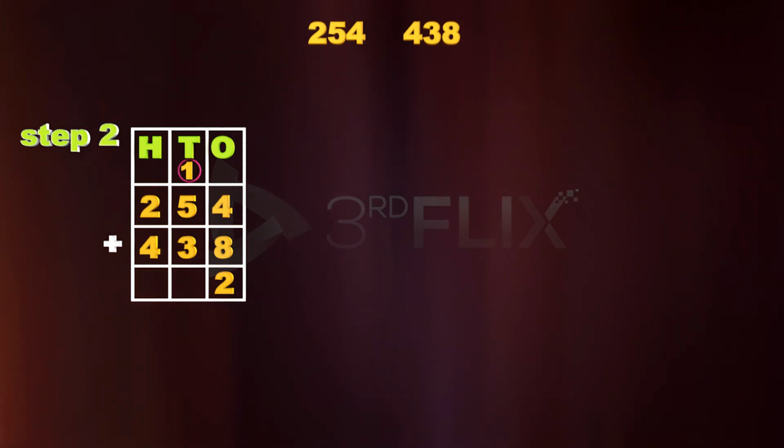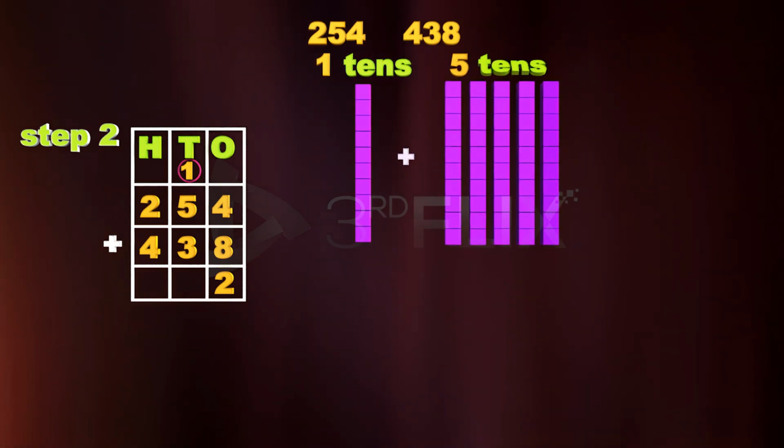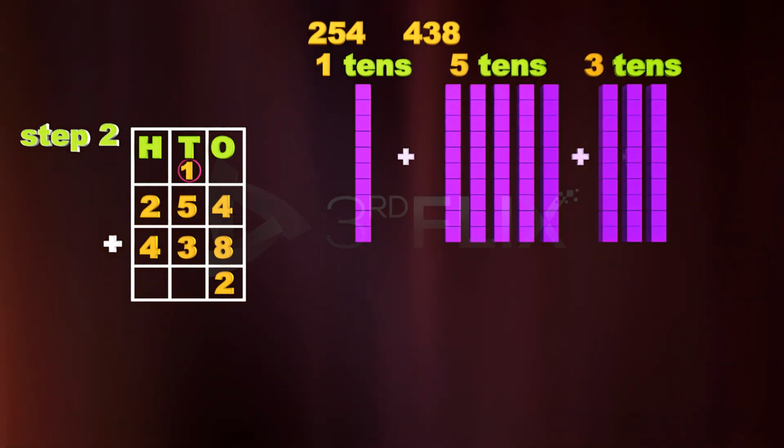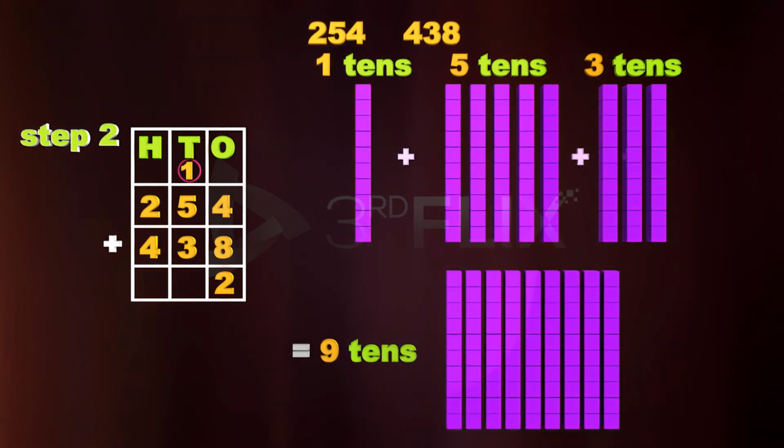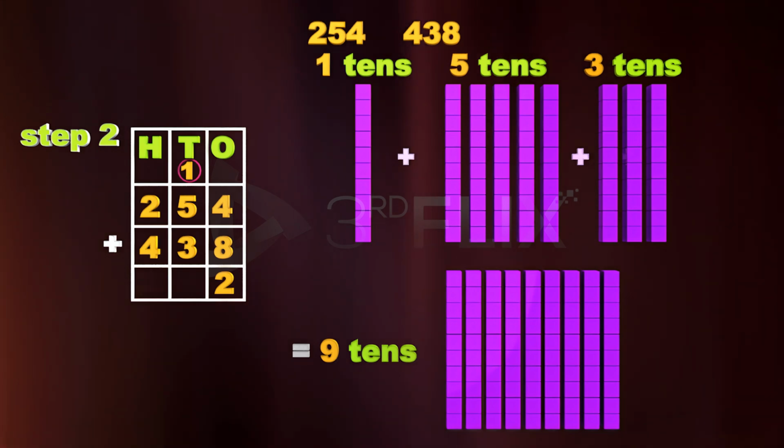Step 2. Add the tens. 1 ten plus 5 tens plus 3 tens. So, 1 ten plus 5 tens plus 3 tens is equal to 9 tens. Keep 9 under the tens column.